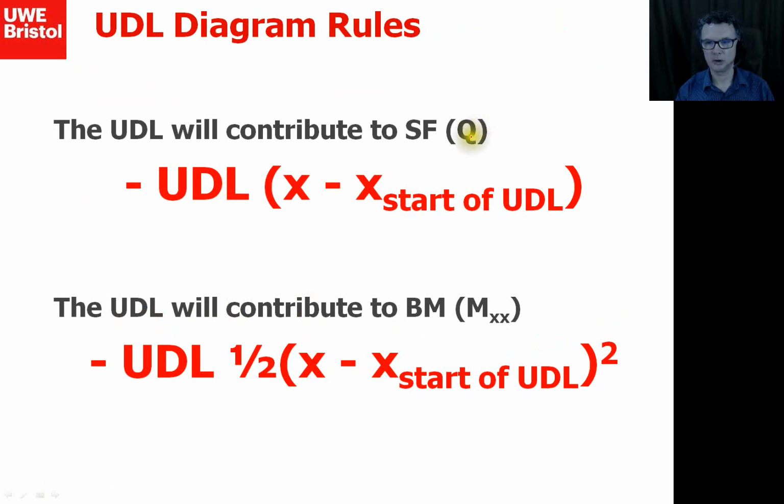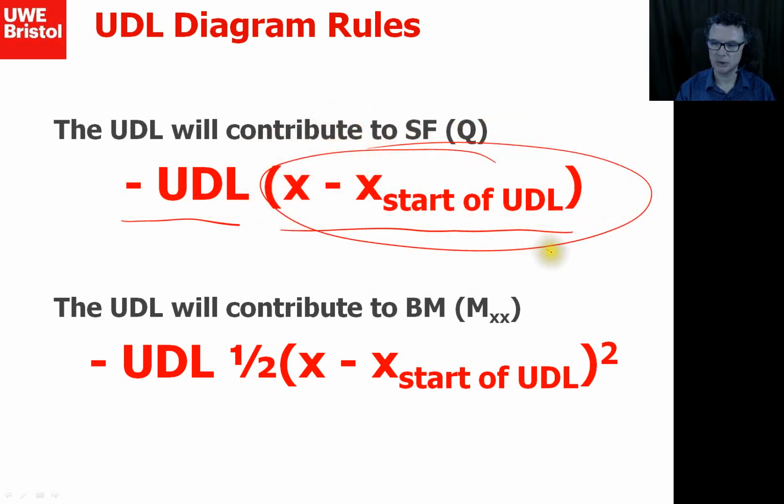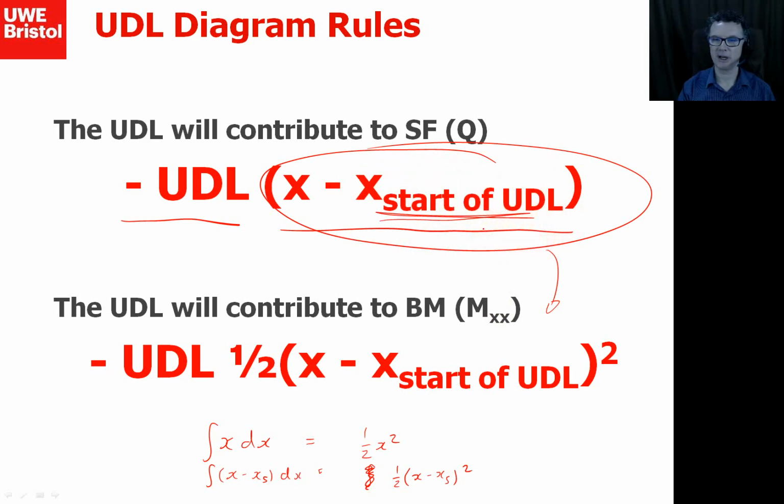So similarly for your Q equation, we're going to have minus UDL value, open bracket, x take away start location of UDL, close bracket. And notice that this bracket bit here becomes half bracket squared. Basically we're saying x, integrating, and we're going to get half x squared. But in our case, we want to put in the start position, integrate that, and then you get x start position squared. So that's what we're doing in effect. So putting this start bit inside the brackets really helps you a lot.